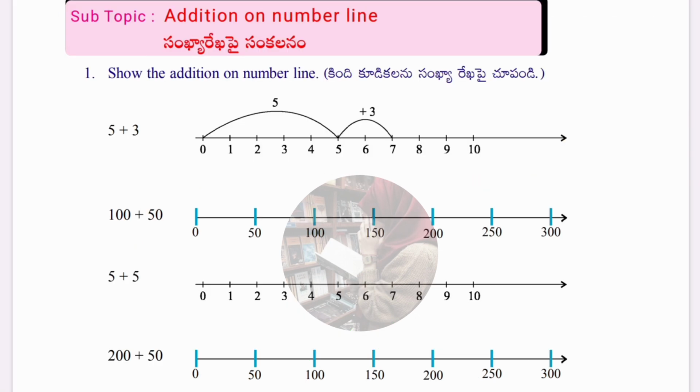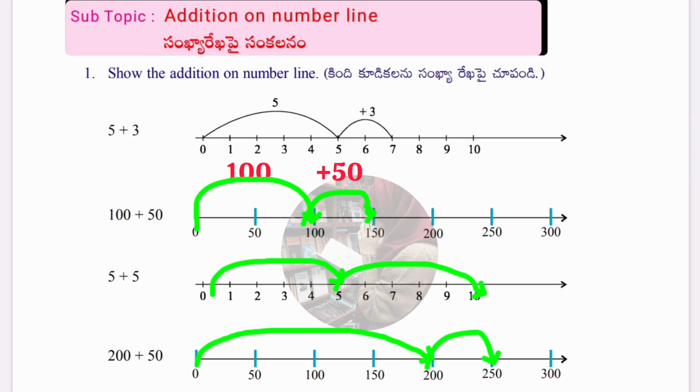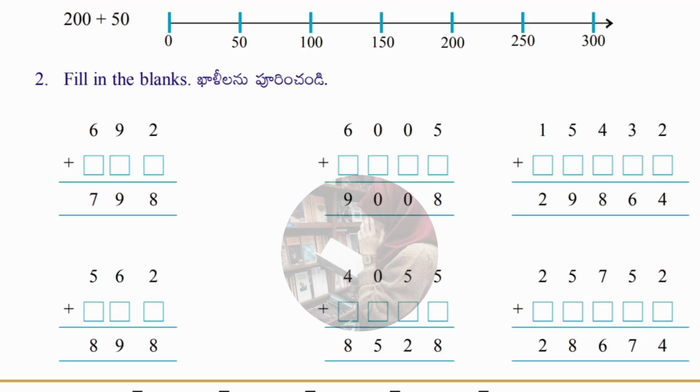Okay, let's move to the next one, which is 5 plus 5 is 10. First move 0 to 5, then 5 to 10. Likewise the fourth one, 200 plus 50: first move up to 200, then 50, meaning 200 plus 50 is 250. You can show the number line as 250, because the addition of 200 plus 50 is 250. Now we'll move to the second Roman, which is fill in the blanks.